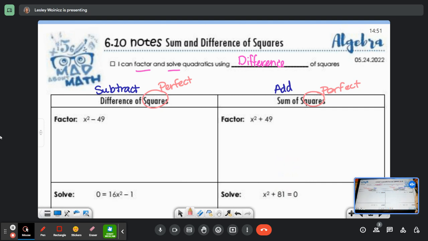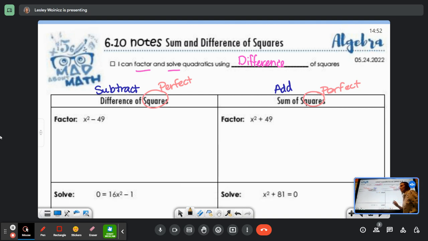Okay, so when I take the square root of a perfect square, I should get an integer type of thing. Like x squared is a perfect square. When I take the square root of x squared, I just get x. Not cube root of x or anything weird like that. What do I get when I take the square root of 49? 7. So do you see that these are two perfect squares? Yeah. Okay, perfect.